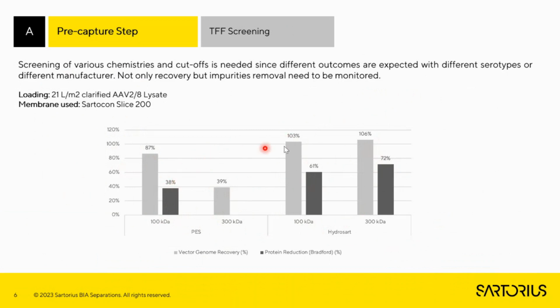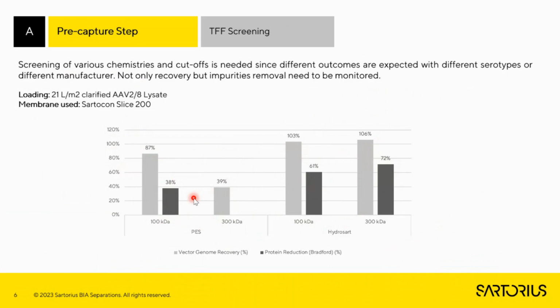If we would be comparing those to the PS membrane, we increased approximately twofold. Now, one thing to really emphasize here is that different serotypes will behave differently. So one will allow 100 kilodaltons, other will allow also 300 kilodaltons.